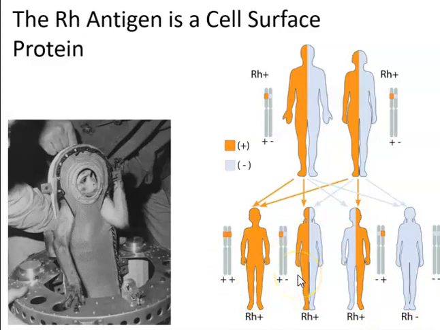If we actually put this in a Punnett square, we can determine that 75% will be Rh positive, 25% will be homozygous positive, whereas 50% will be heterozygous positive, and then we'll have that 25% chance of being homozygous negative, because you have to have both parents being negative, or both alleles being negative, in order to produce an Rh negative offspring.